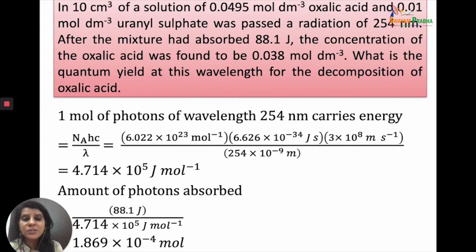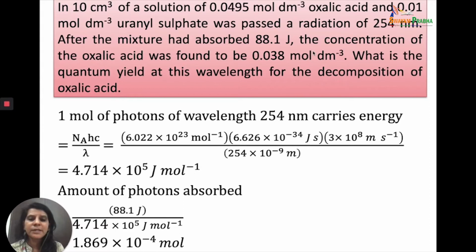oxalic acid and 0.01 mole per decimeter cube of uranyl sulfate was exposed to radiation of 254 nanometer. After the mixture had absorbed 88.1 joules, what is it? 88.1 joules is the total energy that has been absorbed. The concentration of the oxalic acid was found to be 0.038 moles per decimeter cube. So initially the concentration of oxalic acid was 0.0495 and finally it is 0.038 mole per decimeter cube.